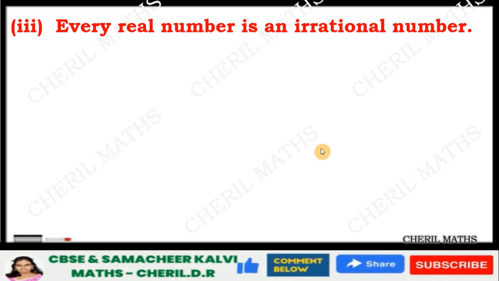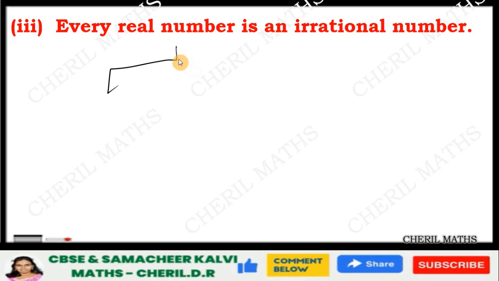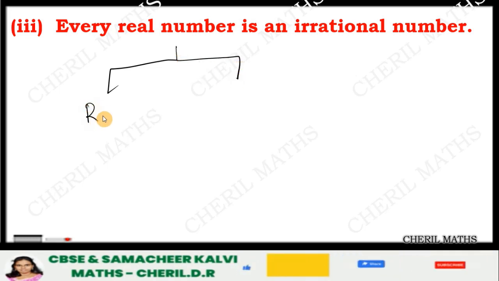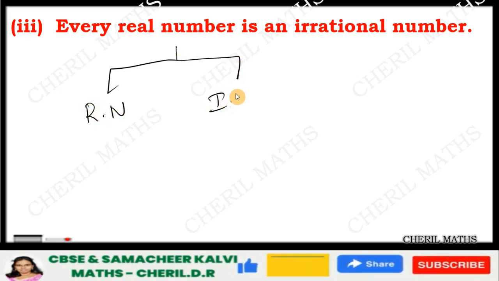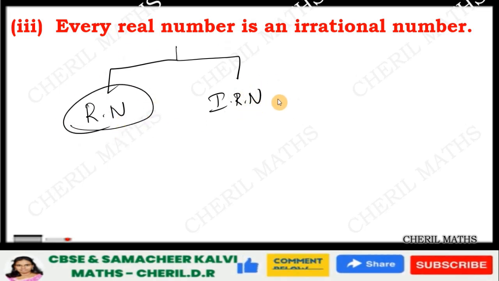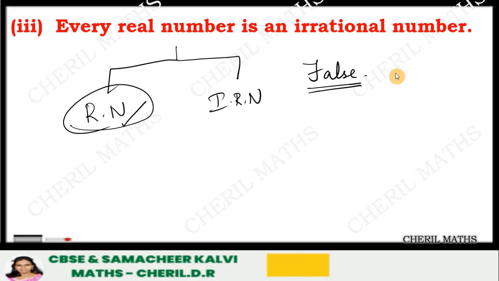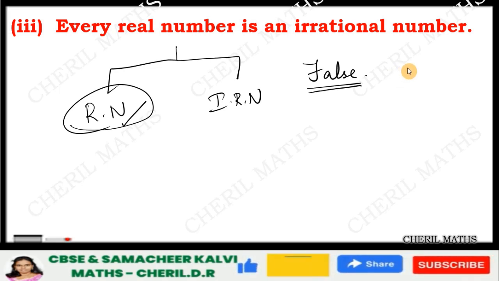Now look at the third question. Every real number is an irrational number. No, we already learned that under real numbers you have both rational numbers and irrational numbers. So you cannot say that every real number is irrational, because you also have rational numbers. Therefore, for this also the answer is going to be false. Is it clear, children? Yes. Be very careful when you are answering these kinds of questions so that you don't make any mistakes.